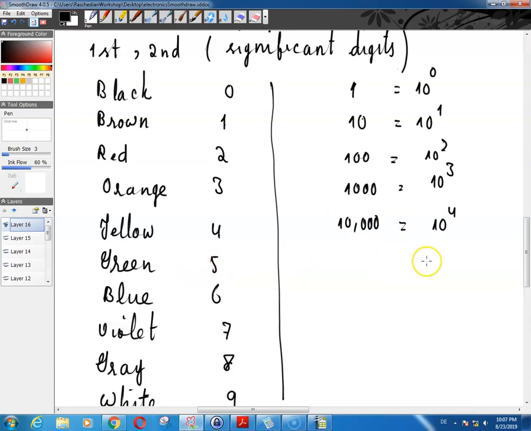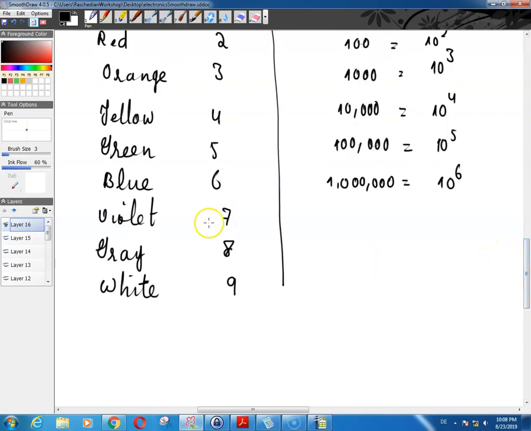Over here you multiply by 10 raised to the power 5, which is 100,000. And here 10 raised to the power 6, which is 1 million. Over here you multiply by 10 raised to the power 7, which seemingly doesn't really exist. I've never seen such a color on the third band.